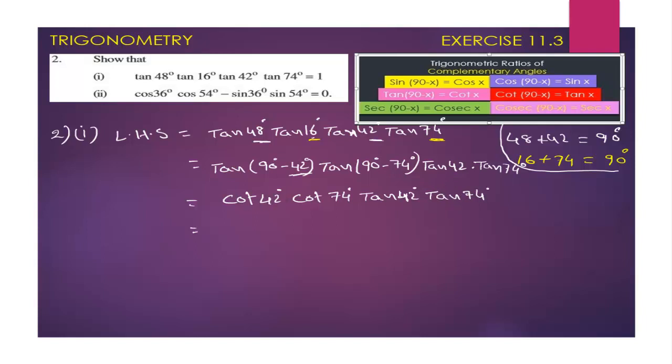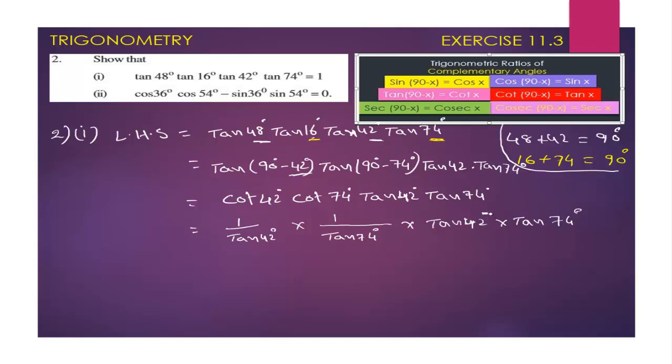Here we have cot 42 and tan 42. Cot 42 is the multiplicative inverse of tan 42, so we can write cot 42 as 1 by tan 42 degrees, into cot 74. Here tan 74 is also the multiplicative inverse of cot 74. Therefore, it is also written as 1 by tan 74 degrees, into tan 42 degrees into tan 74 degrees.